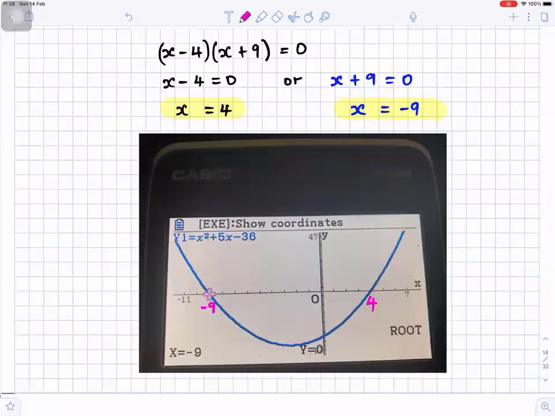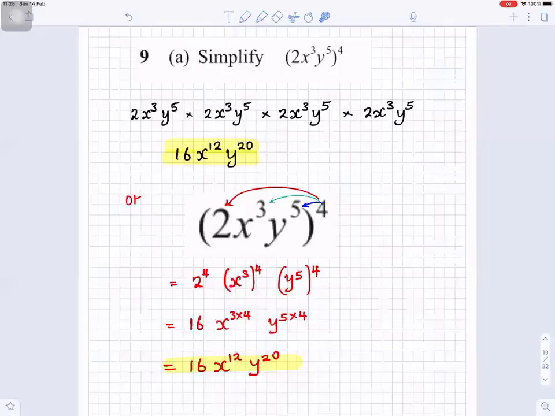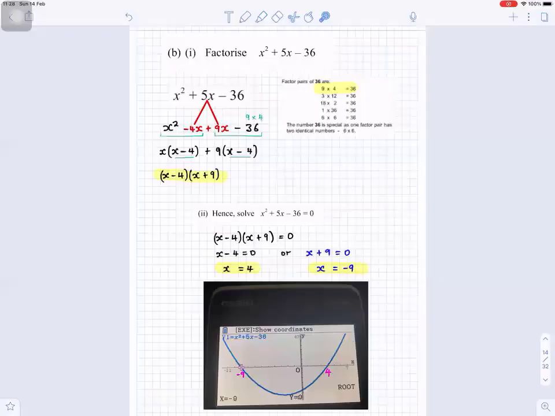And if you plot the graph using the graphics calculator, you'll get the two answers: x is 4 is the root, and x is minus 9 is the other root of the quadratic graph. So that's your answer for question 9A and the answer for question 9B.